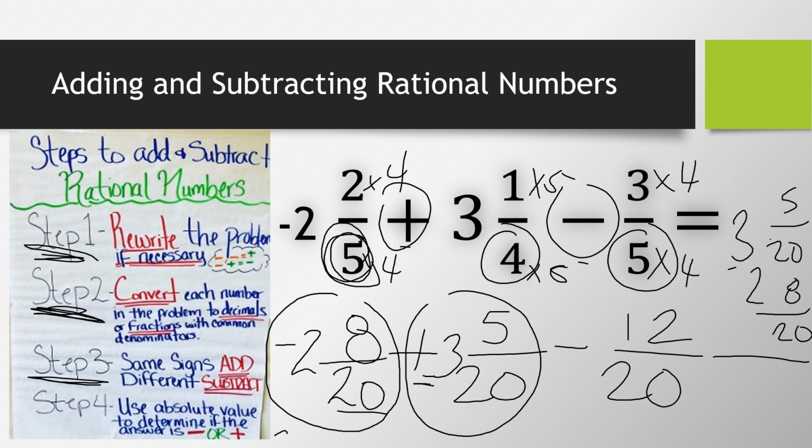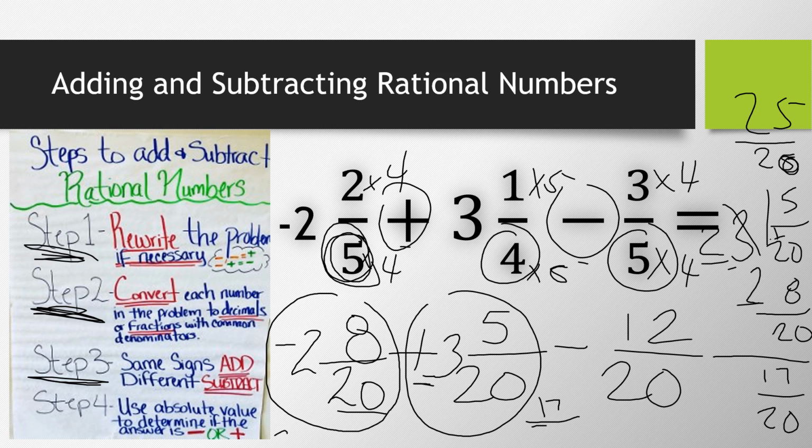Obviously, I cannot take away 8 20ths if I only have 5 20ths, so I need to regroup. So that's going to turn into a 2, and that's going to turn into 1 and 5 20ths. If I turn that into an improper fraction, I'm going to have to multiply 1 times 20 plus 5. Sorry, this is 20. That'll be 25 over 20. Now I have 25 over 20 minus 8 20ths. I know 25 minus 8 is going to give me 17 20ths, and 2 minus 2 is going to give me 0. So right now I have 17 20ths.